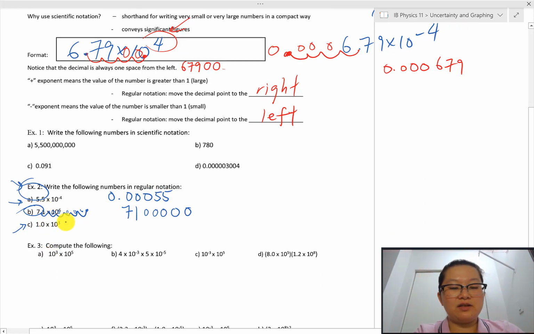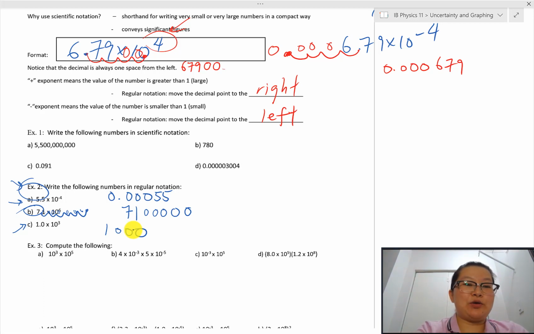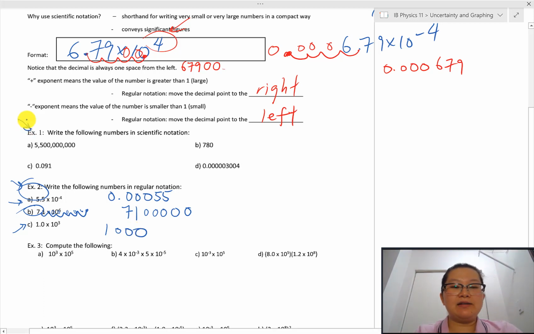2C. Okay, I have 1 times 10 to the power 3. That's moving the decimal place 3 times. So 1, 2, 3. There you go. Alrighty, so now we know how to do that. It's time to go back to example 1 now because we haven't done that. And in example 1, we're going to do the opposite.